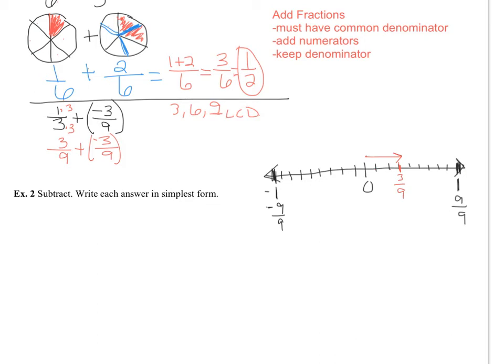Our next one is adding a negative. So when we have negatives, we go to the left 3/9. So 1, 2, 3. And we ended up at 0, which makes sense because these are opposites. That's another way to visualize what is happening when we're adding our fractions. But since we had negatives, I thought the number line would be a good visual for you.